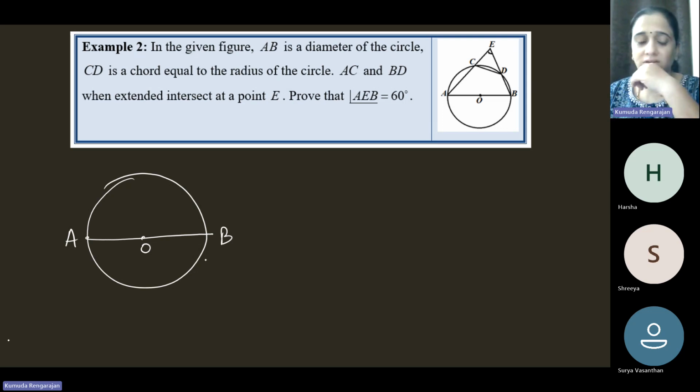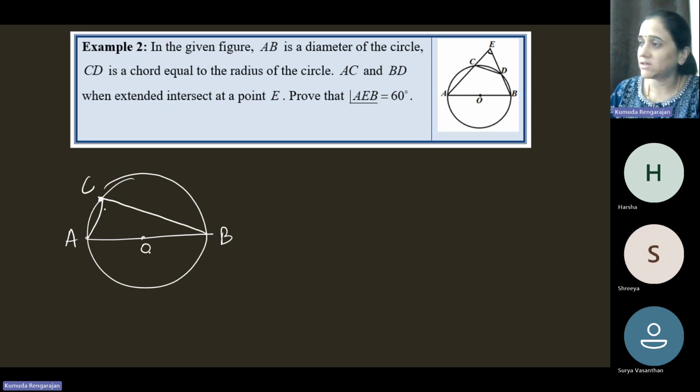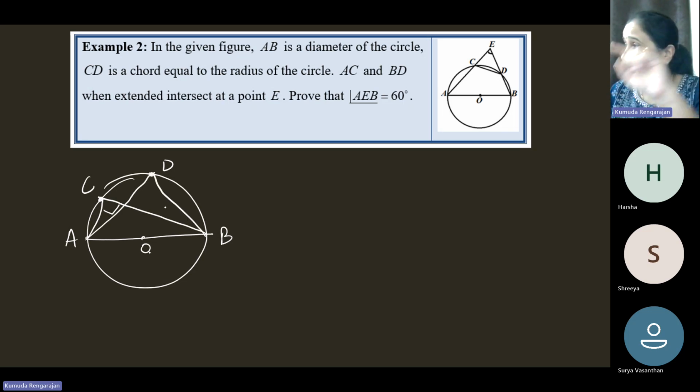Angle in a semicircle is a right angle, which means take any point on the circumference, say C. Join the ends of the diameter to C. A and B are the ends of the diameter, so join that to C. This is 90 degrees. Or take any other point, D. Join A to D, B to D, the ends of the diameter to that point on the circumference. This is 90 degrees. Then take a point below the diameter, E.